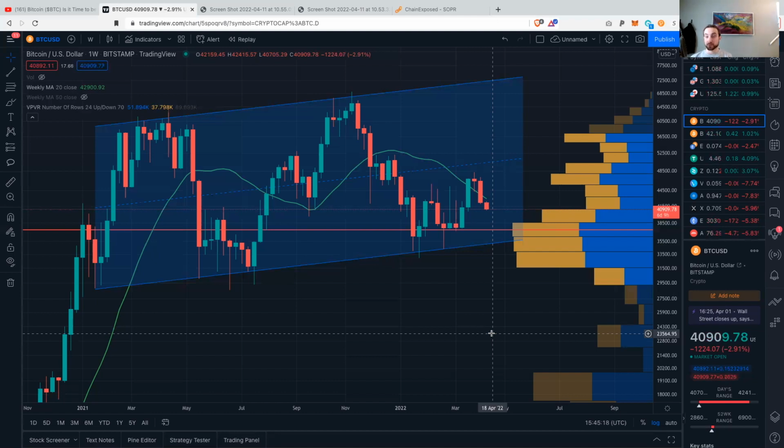The first one is based on the VPVR indicator. That's the volume profile visible range indicator, and that's what you see up here on the right side of the screen with these bars sticking out from the right-hand panel. This is an indicator that tells you within a given price range where the most volume has been transacted for Bitcoin, or for whatever the asset is that you're using VPVR for.